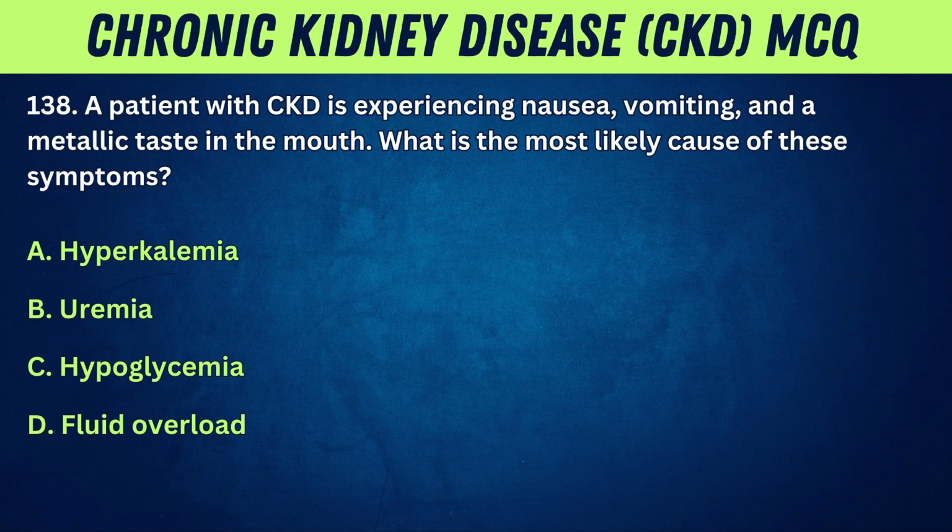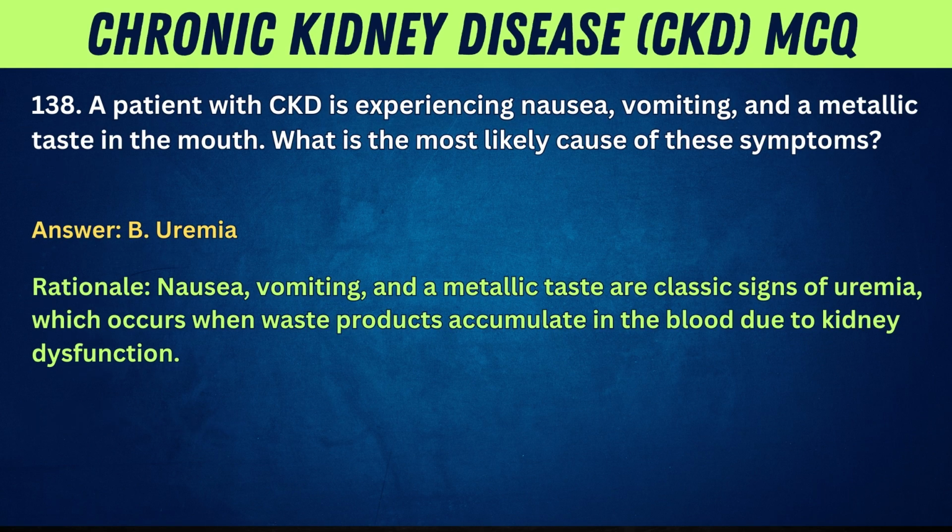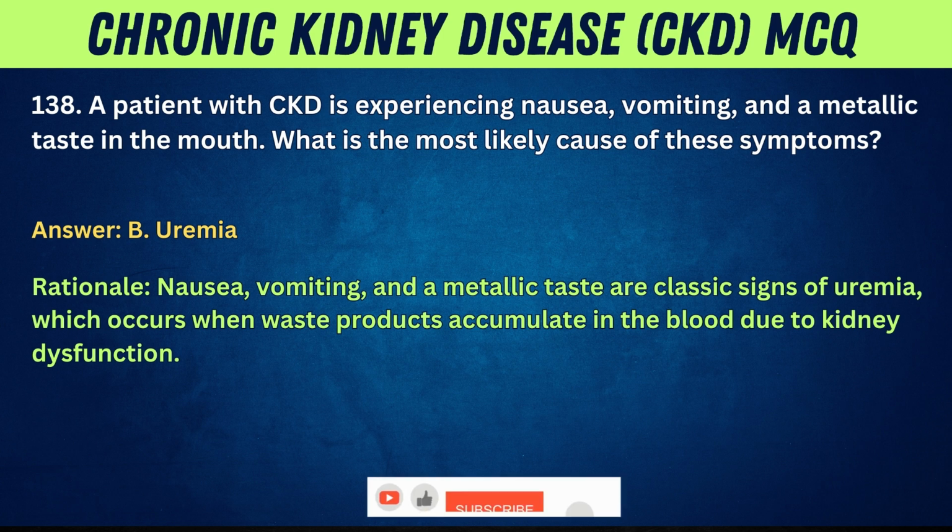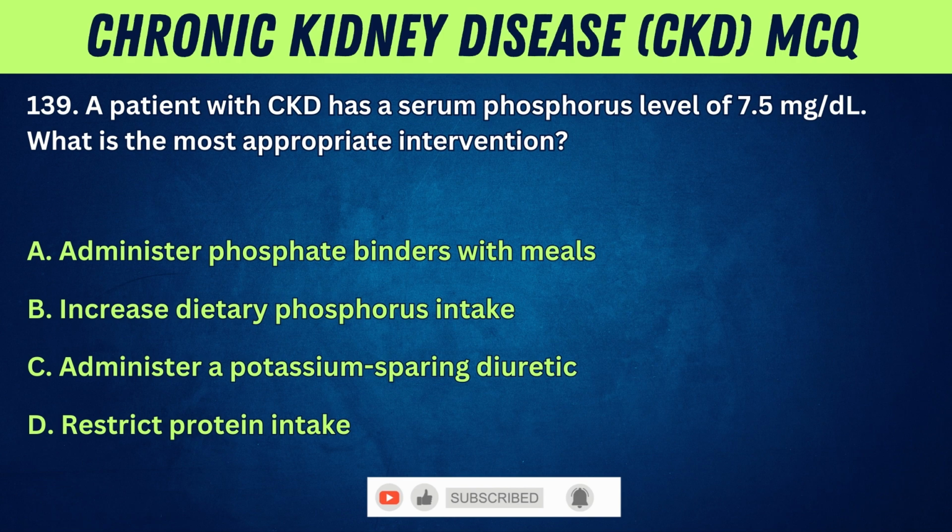138. A patient with CKD is experiencing nausea, vomiting, and a metallic taste in the mouth. What is the most likely cause of these symptoms? A. Hyperkalemia. B. Uremia. C. Hypoglycemia. D. Fluid overload. Answer: B. Uremia. Rationale: nausea, vomiting, and a metallic taste are classic signs of uremia, which occurs when waste products accumulate in the blood due to kidney dysfunction.